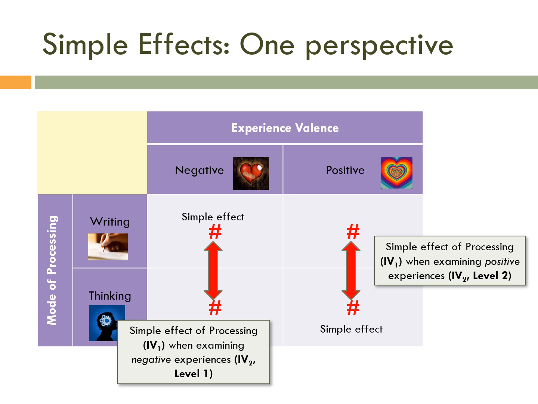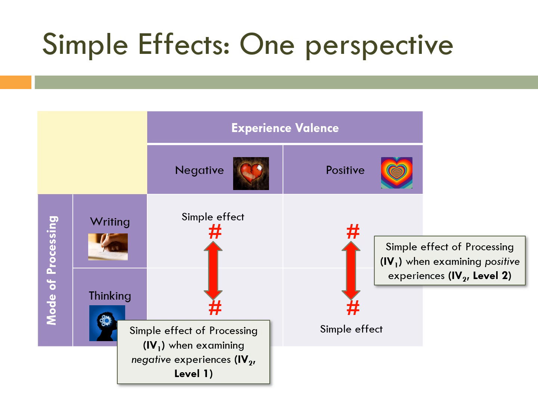But we also have a simple effect of the writing versus thinking when only looking at the positive experiences, the simple effect of processing when examining positive experiences only. So here we have two simple effects, because there are two levels of the experience, the valence independent variable. So we have two ways we can do it.